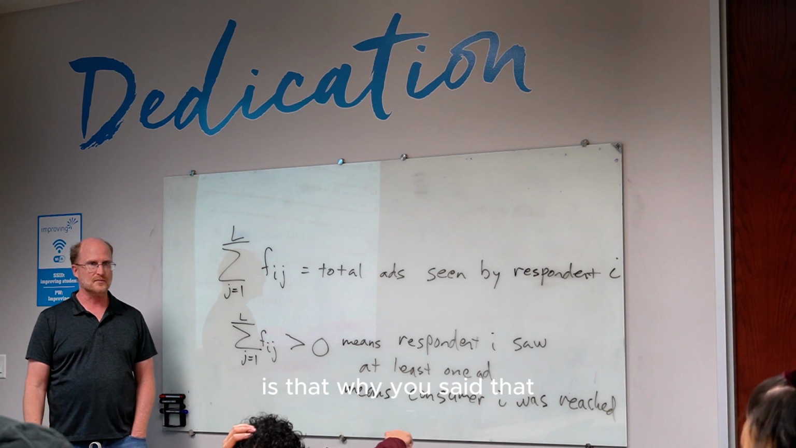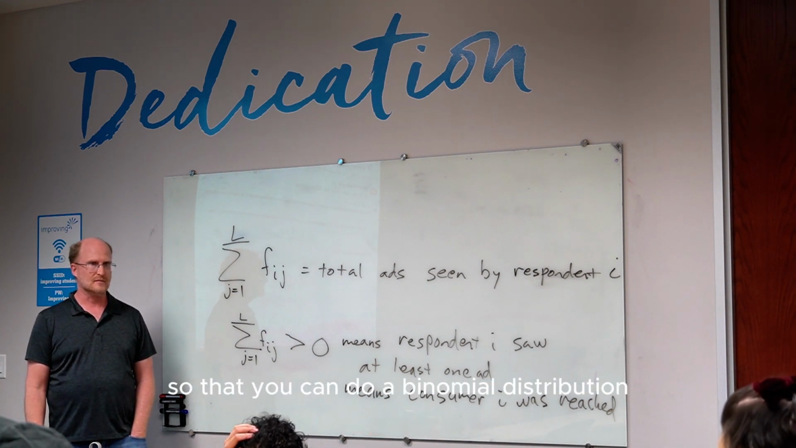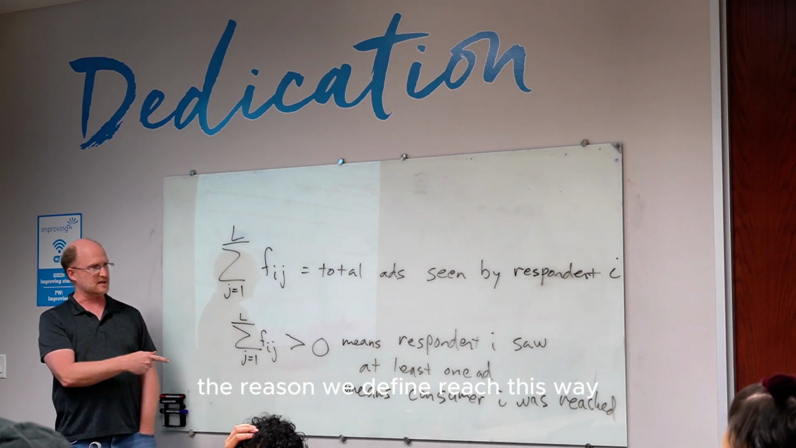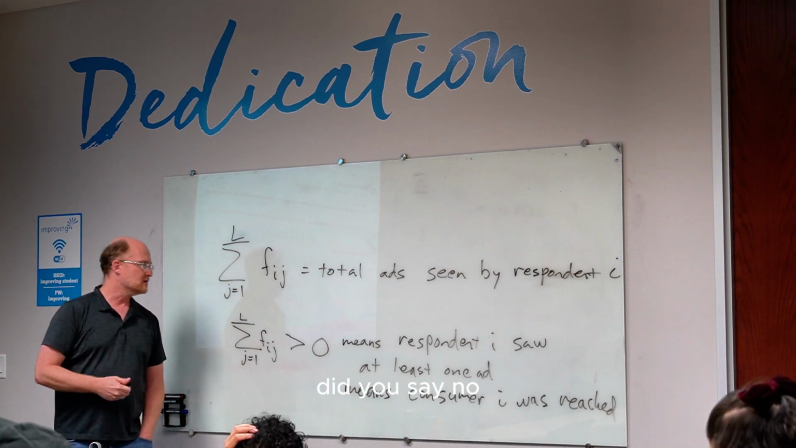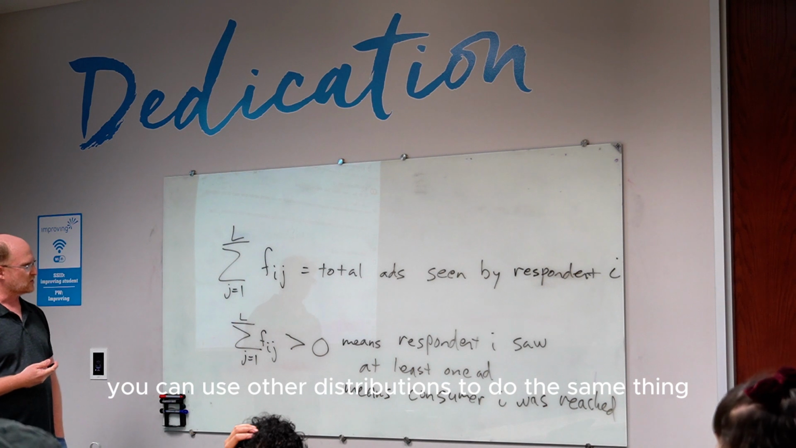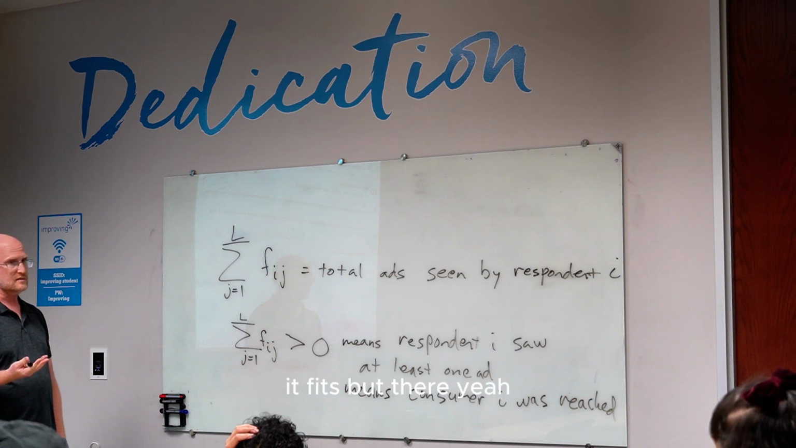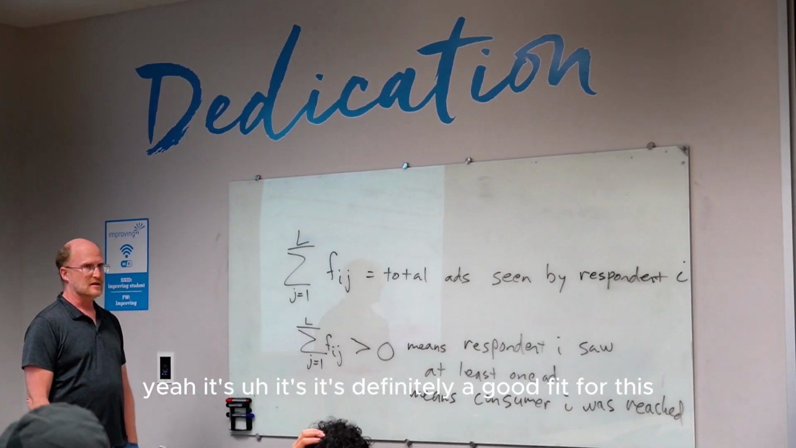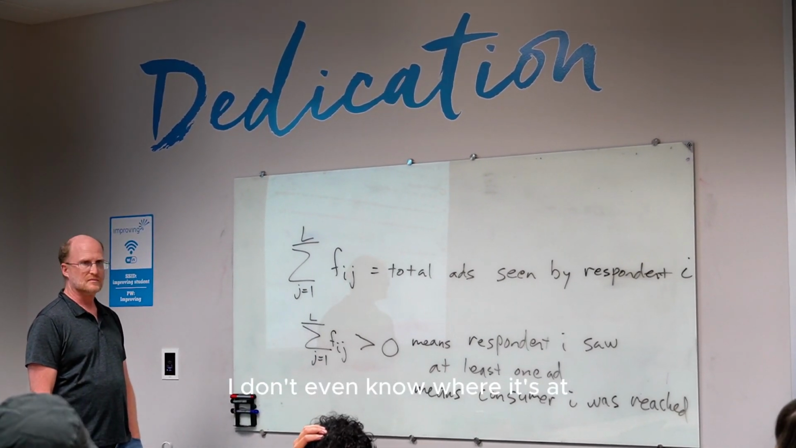Is that why you defined it as reach, so that you can do a binomial distribution? Is that the reason we define reach this way? So that we can do a binomial distribution? No, not necessarily. You could use other distributions. But it fits. Yeah, it fits. It's not like you can use any old distribution. Binomial is definitely a good fit for this.